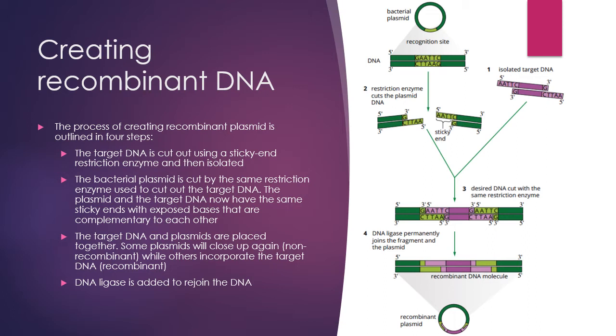So once it's worked, here in number 3, you can see that the purple piece of our gene is inserted into the plasmid, and then it's permanently part of that plasmid now. So we call that a recombinant plasmid.